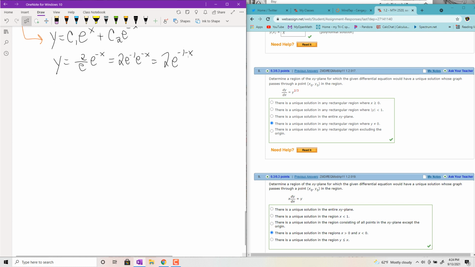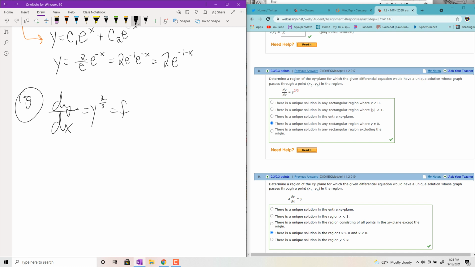One other thing we had in this section I almost forgot was the region of the plane where there's a unique solution. That happens when your f of x,y is continuous and also your partial of f with respect to y is continuous. So for example, number 8, our f of x,y is dy over dx, so that's y to the 2/3. This thing is continuous everywhere, so right now it's the whole xy plane.